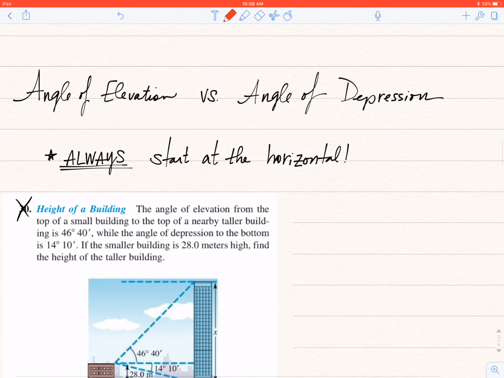So next, we're talking about angle of elevation and angle of depression. Both of these have to start like an angle in standard position. Both of these have to start on the horizontal or on the positive x-axis. An angle of elevation starts at the horizontal and goes up. An angle of depression starts at the horizontal and goes down. Both start at the horizontal.